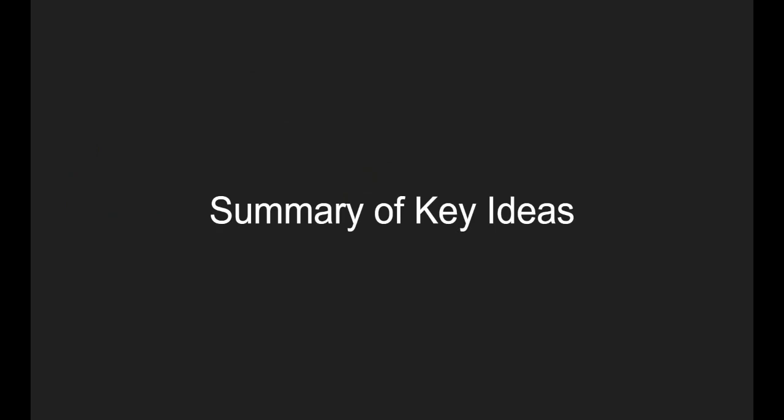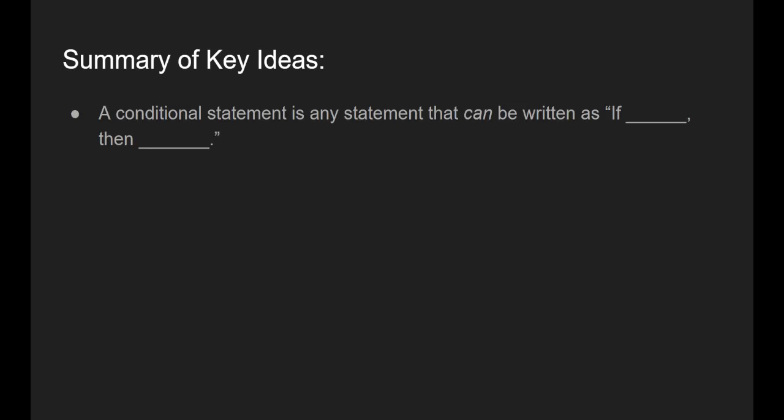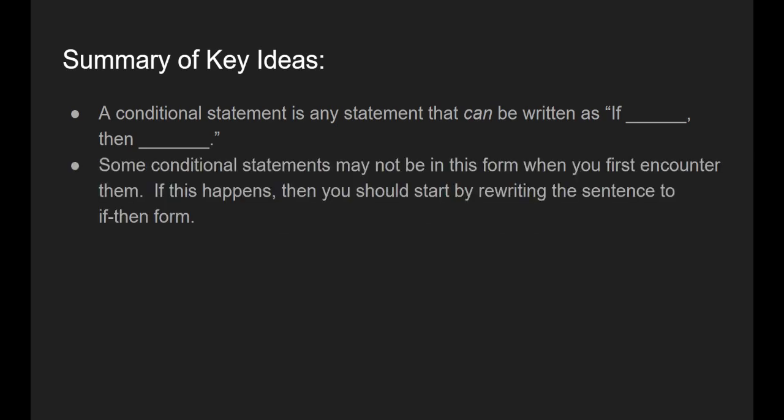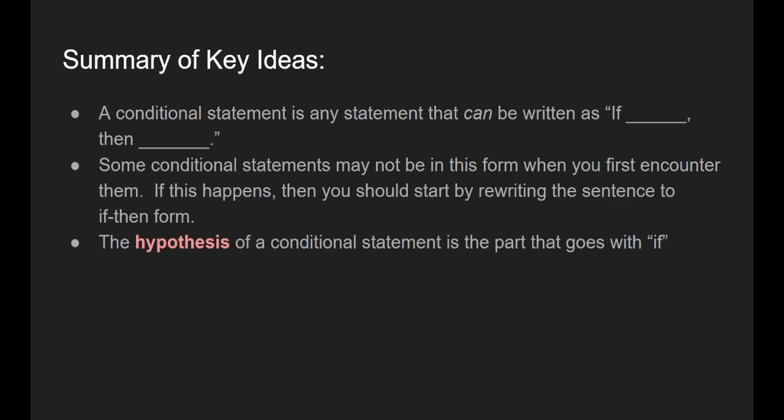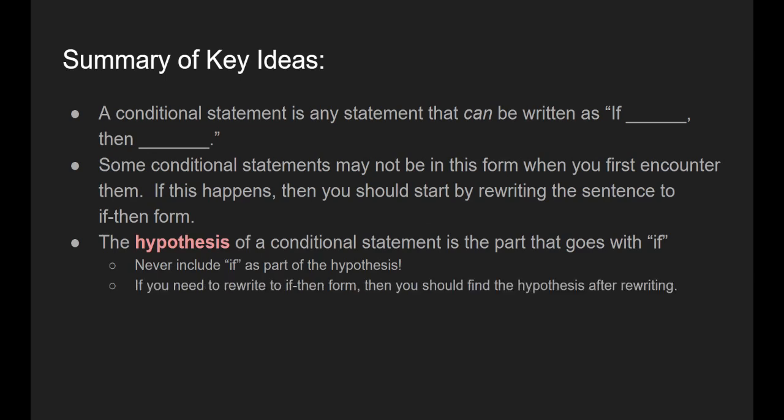So summary of key ideas here, just to recap what we've gone over in this video. A conditional statement is any statement that can be written as if something, then something. Some conditional statements may not be in this form when you first encounter them. If this happens, then you should start by rewriting the sentence to if-then form. The hypothesis of a conditional statement is the part that goes with if. Never include the word if as part of the hypothesis. If you need to rewrite it to if-then form, then you should find the hypothesis after rewriting.